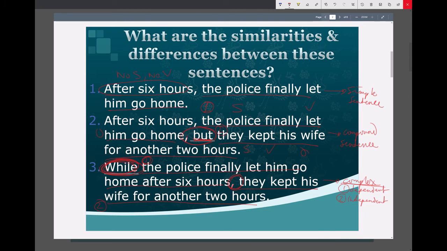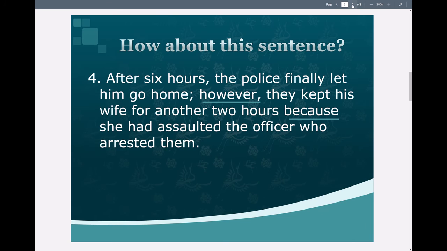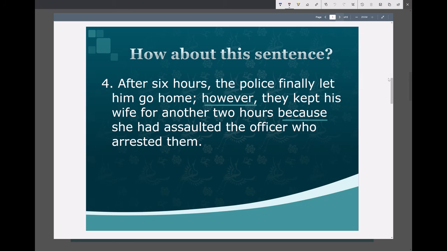Now let's look at the last one. You can probably guess what it is. Now try and find the clauses here. Can you find them? First of all, if you guess compound complex sentence, you are correct. Well, it's the last type left anyway, so it's a good guess, process of elimination. But here's how it would work.